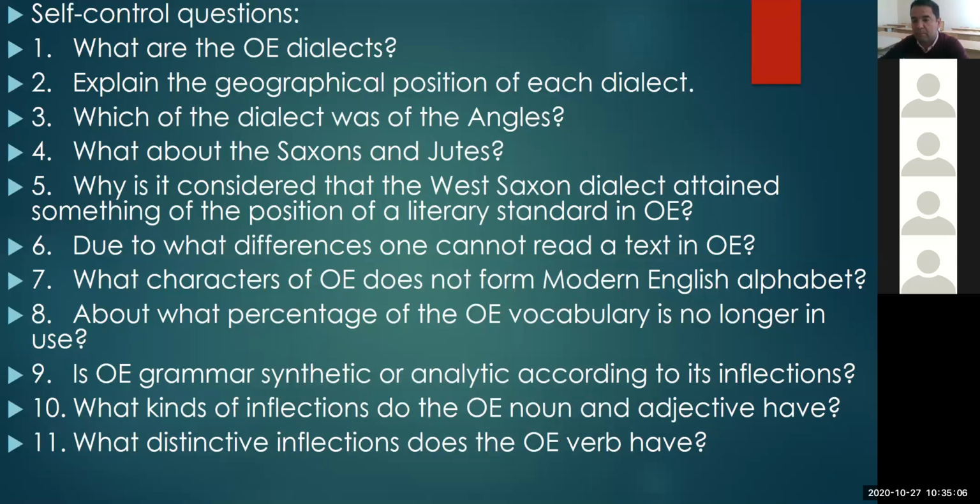From 450 till 1150. This is the Old English period. According to what peculiarities do the scientists divide the history of the English language into periods? That's to say, why Old English period? We say that it starts from 450 till 1150. According to what peculiarities do the scientists include these years in the Old English period?